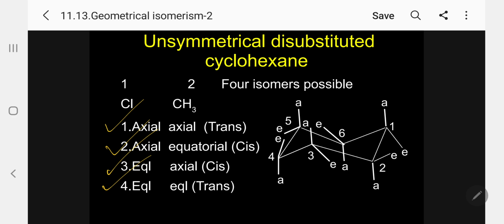So in the first example, symmetrical, the methyl group we have considered because they are same. But here we cannot consider Cl and methyl group because they are different. So according to geometrical isomerism, one atom common. Please follow. So we have to consider only hydrogen. From that we have to define the cis or trans isomers. So in this case 4 isomers is possible.